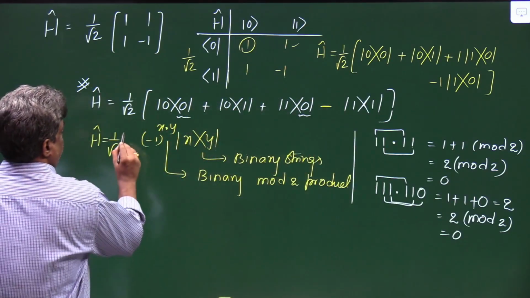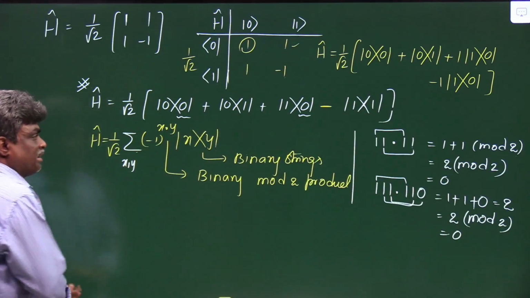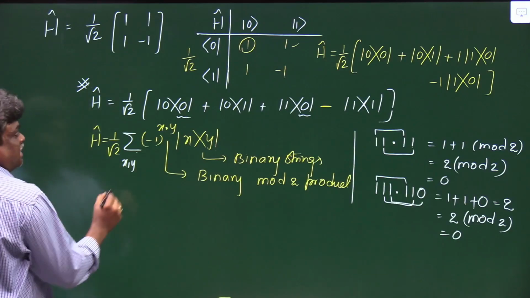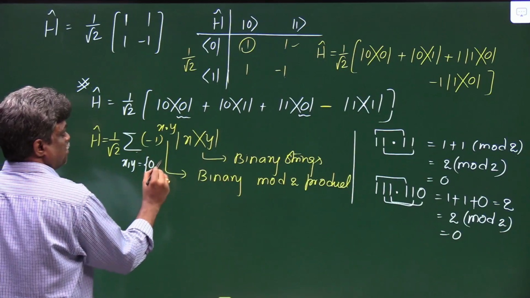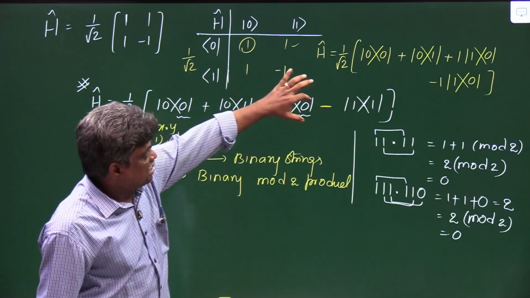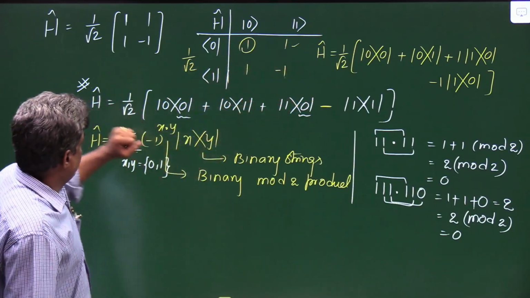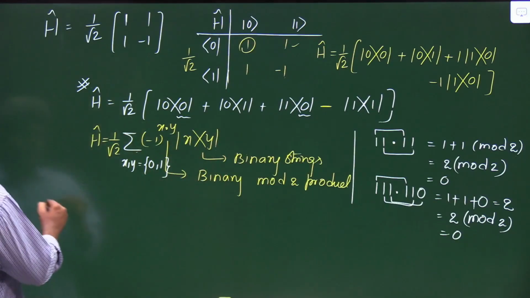And after that here we have to take the summation over x comma y. So what are these x comma y? Here it is a single qubit, that's why it's simply 0 comma 1. So we can rewrite this series as a summation form like this.